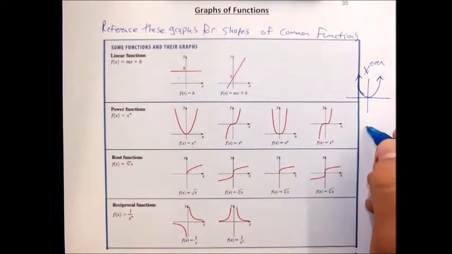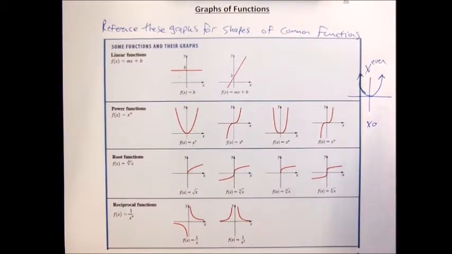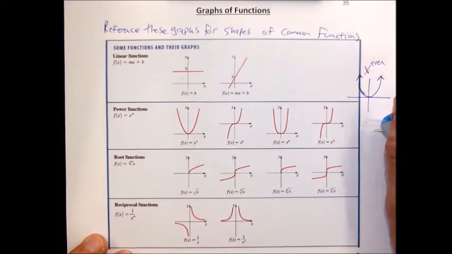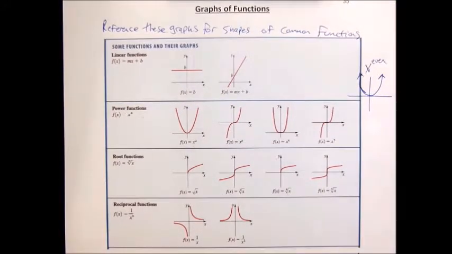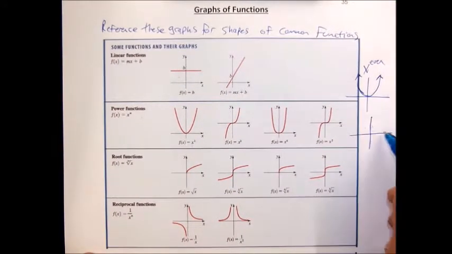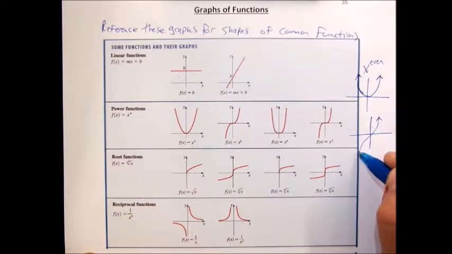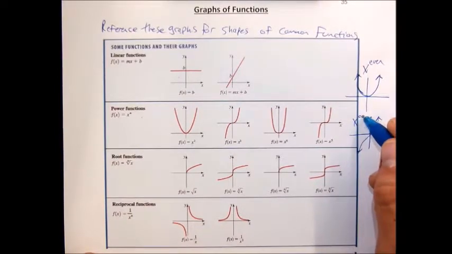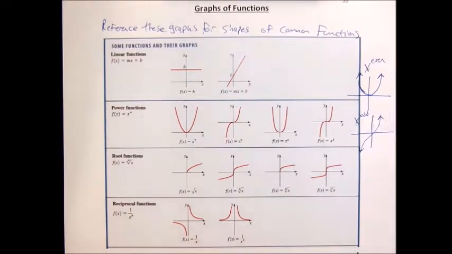And in general, x raised to the odd power is going to have the other kind of shape. And so that's what you should be taking away from this second row. X to the odd power looks like that. Okay? And we get a similar kind of thing in the next row.